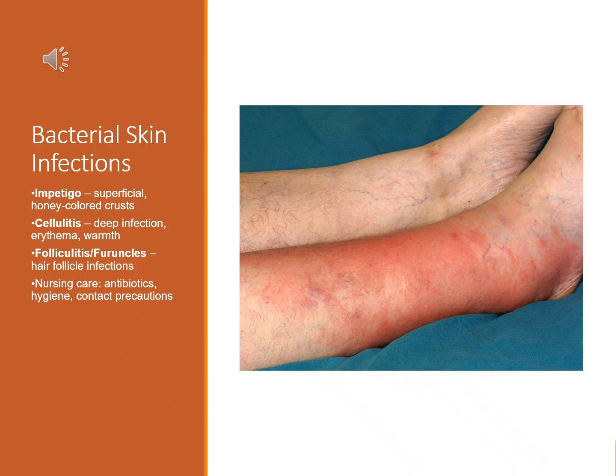Folliculitis, so this is an infection of the hair follicles. This can be small red bumps throughout the skin, usually all over the skin area on the arms or legs. This is usually from shaving or inflammation from hot tubs. So this is an inflammation or infection of the hair follicles itself.